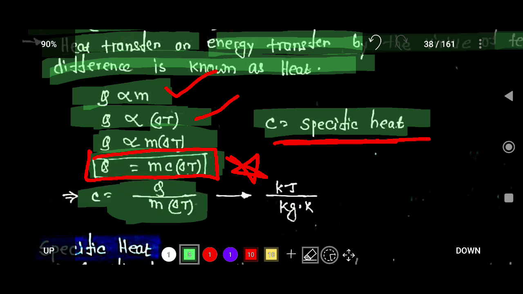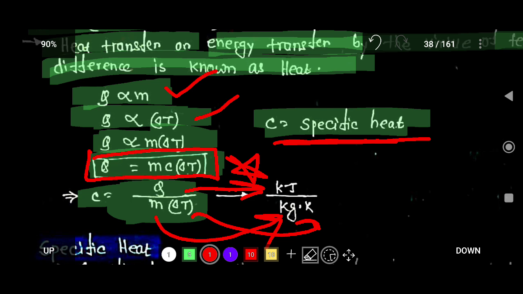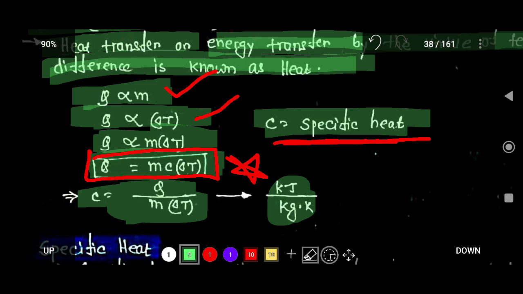So what is the unit of Q? The unit of Q is kilojoule, the unit of mass is kg, and delta T is in Kelvin. So the specific heat unit is kilojoule per kg Kelvin.